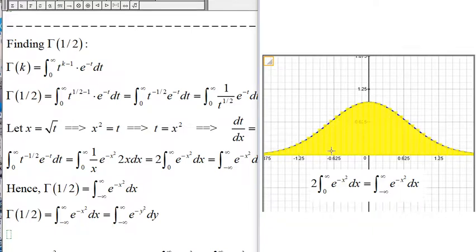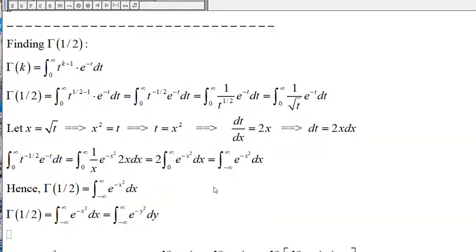But this shaded region is also the integral from negative infinity to positive infinity. And so 2 times the integral from 0 to infinity is the same as the integral from negative infinity to infinity. And the reason is because the function e to the negative x squared is symmetric about the line x equals 0. And so far we have gamma 1/2 is the integral from negative infinity to positive infinity.